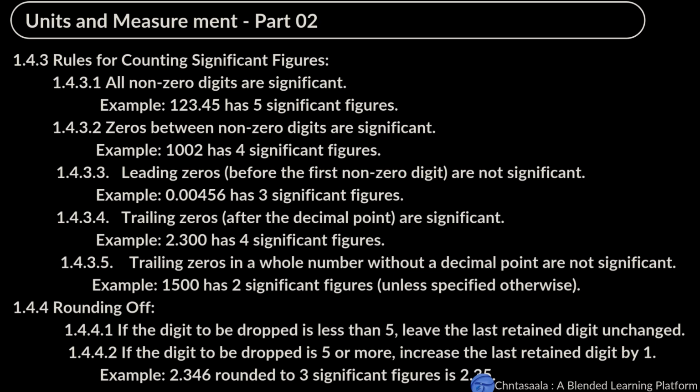Now let us see how rounding off is done. If the digit to be dropped is less than 5, leave the last retained digit unchanged. If the digit to be dropped is 5 or more, increase the last retained digit by 1. For example, 2.346 rounded to 3 significant figures is 2.35.